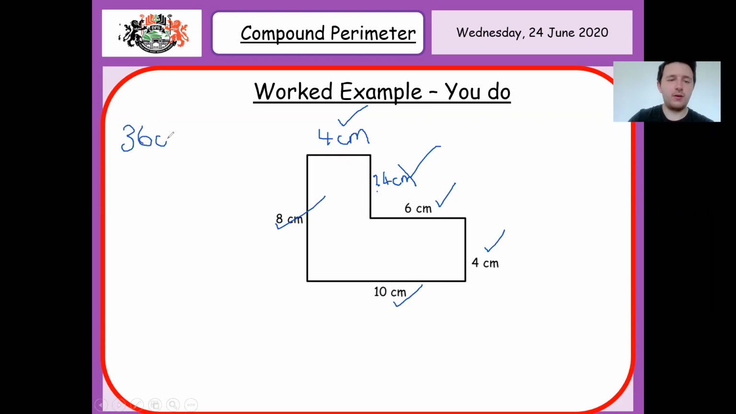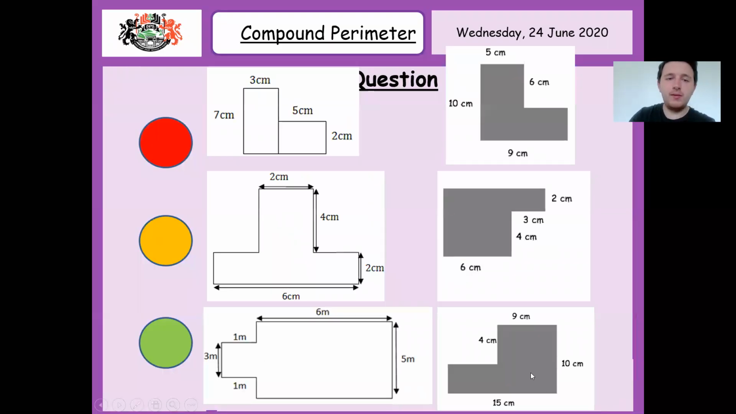So our answer is 36 centimeters. Well done if you've got that. As per usual, you've got your red, amber, green. Red is the top 2, amber the middle 2, and green the bottom 2. When you have a go at those, they get slightly more difficult.